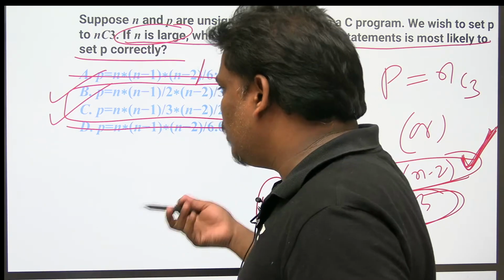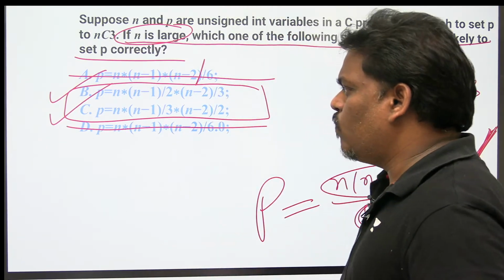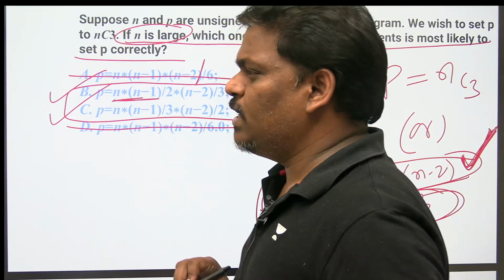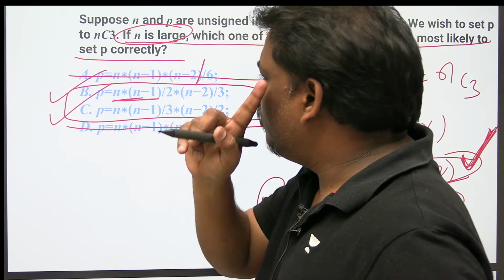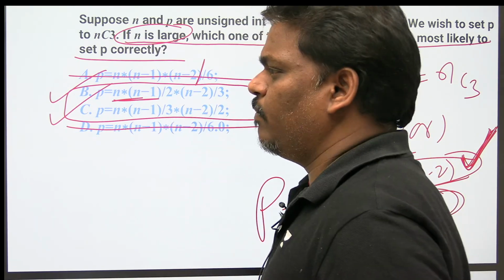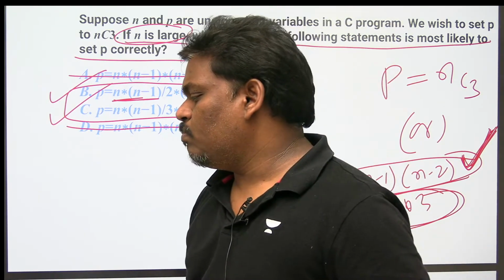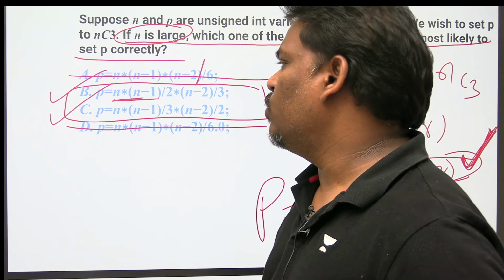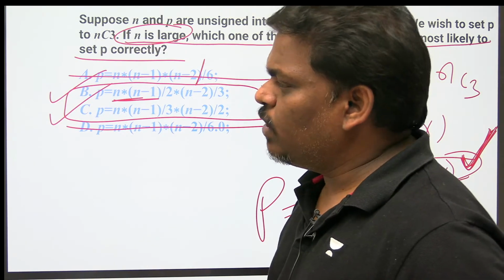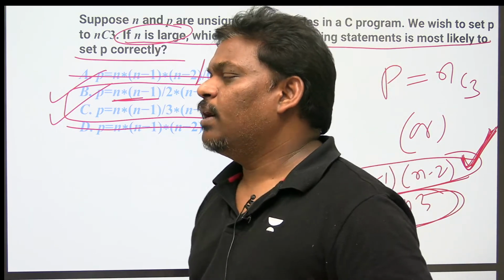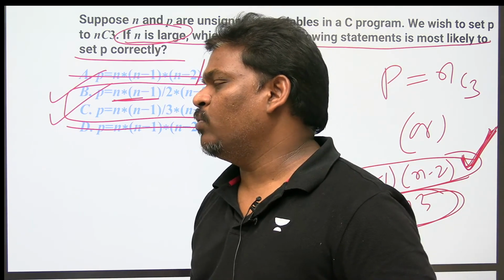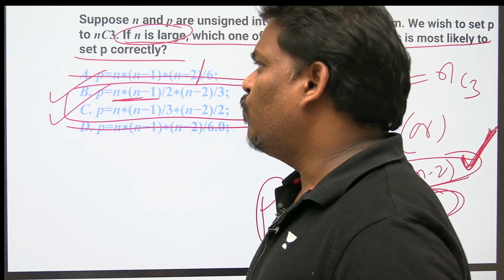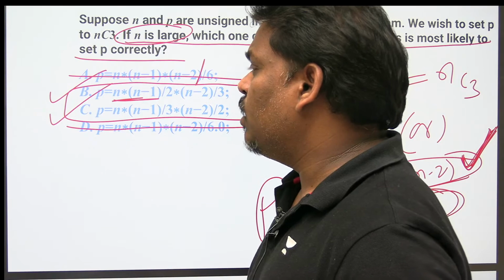If I go further, let's see one more story. Can anyone help you now? n into n minus 1, is it an even number? If you multiply two consecutive numbers, you will get an even number. See, 5, 6, two consecutive numbers you take. 1 into 2, 2. 2 into 3, 6. 3 into 4, 12. Two consecutive numbers multiplied give an even number.